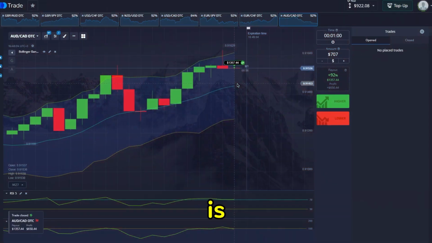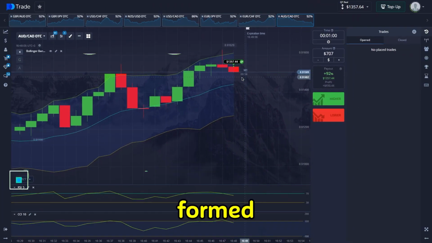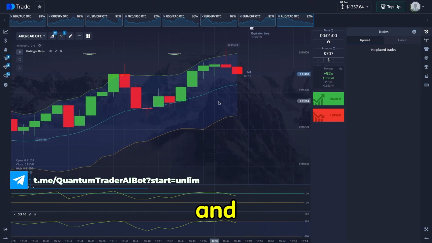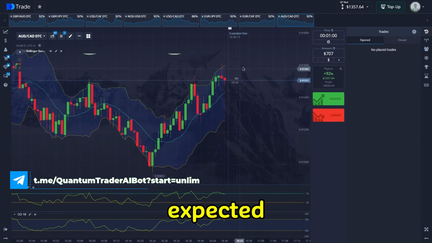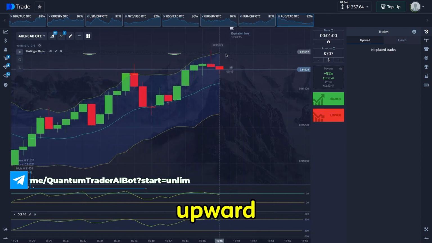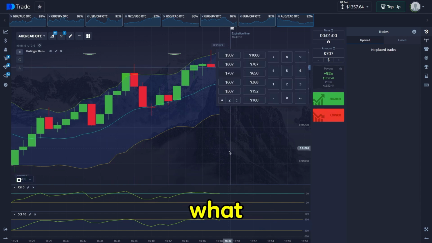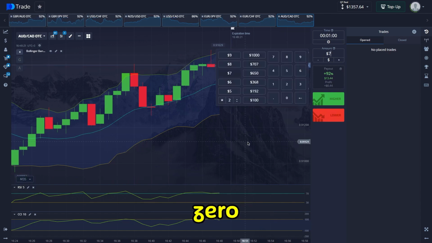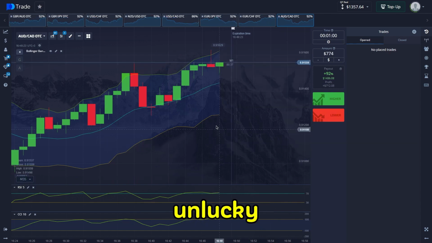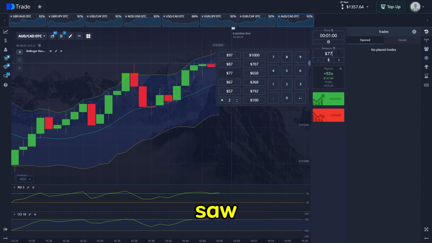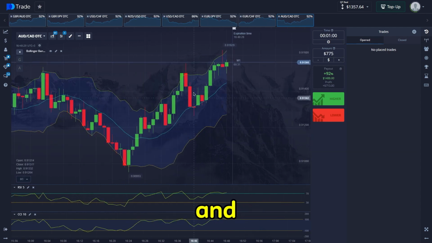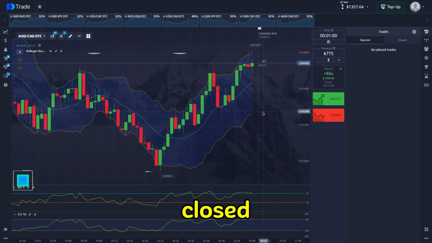As you can see, our second deal is already closing in positive territory. A pullback has formed, an exit has occurred. And in general, what was to be expected? Yes, at first we had a small upward momentum, because of this the deal was closed to zero. Yes, a little unlucky, but in general, as I saw, I immediately opened another deal and we had a rollback and the deal closed in a plus.